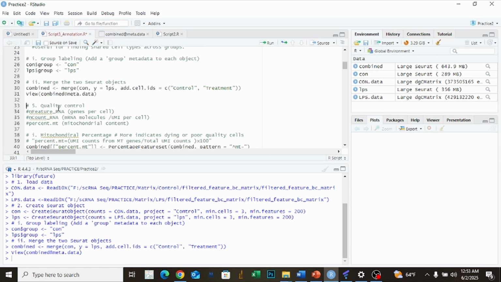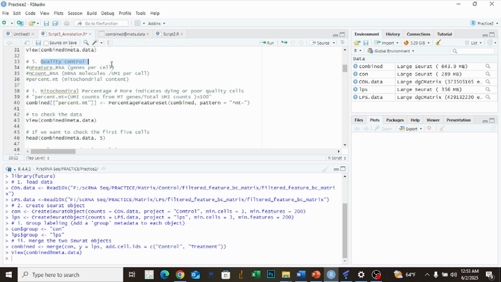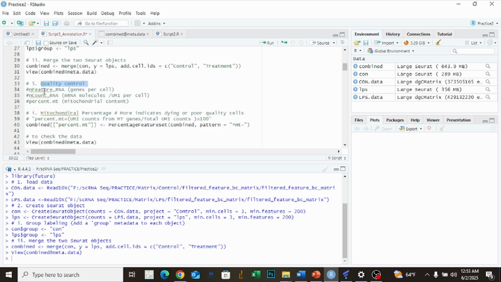After that, second is quality control. For quality control, I want to briefly explain some terms which are mostly used in single-cell RNA sequencing. One is nFeature, which is simply called genes per cell. Second is nCount, which is simply called molecules or UMI per cell. And third is percent MT, which indicates mitochondrial percent.